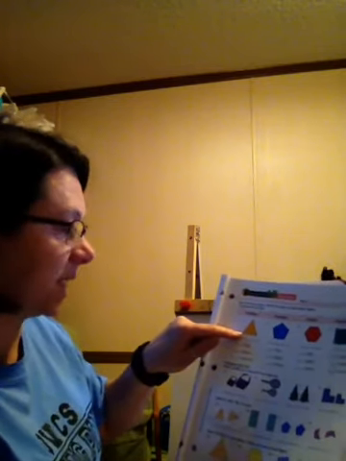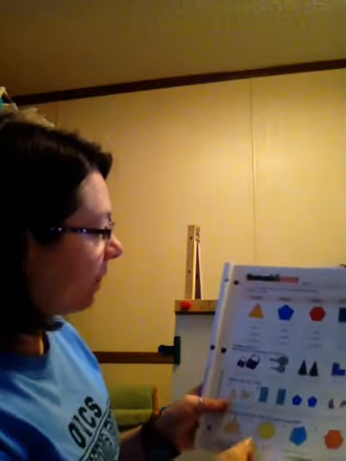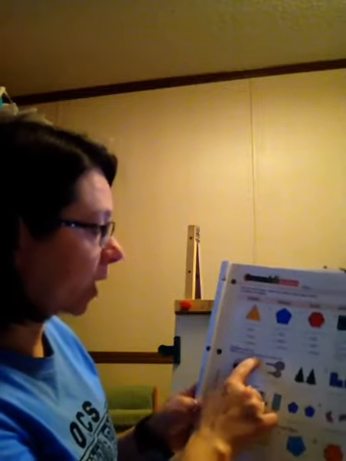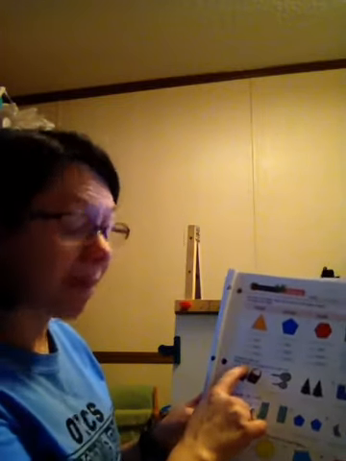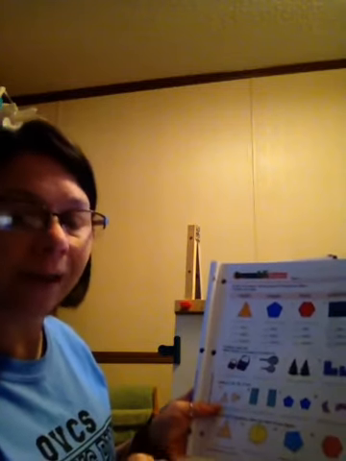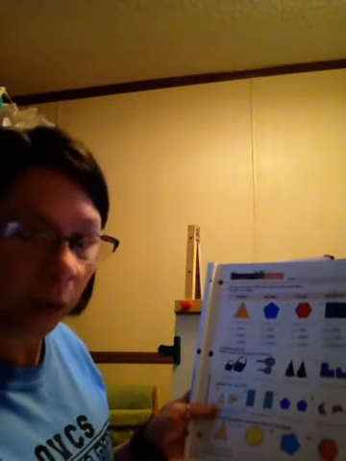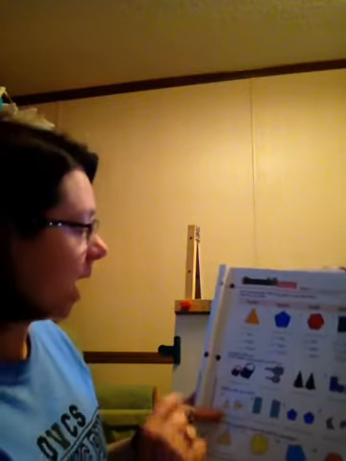vertex or vertices. And then on 5, 6, 7, 8, and 9, they want you to write whether it's similar or congruent. So remember, similar means they're the same. Congruent means that they're equal. They're the same size and the same shape. Congruent, equal, same size, same shape. Similar just means they're the same shape.